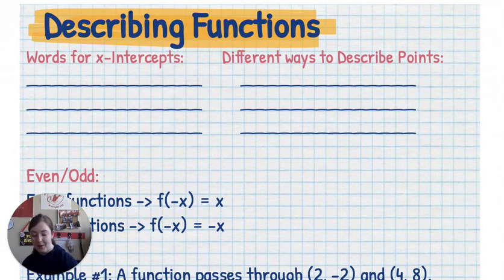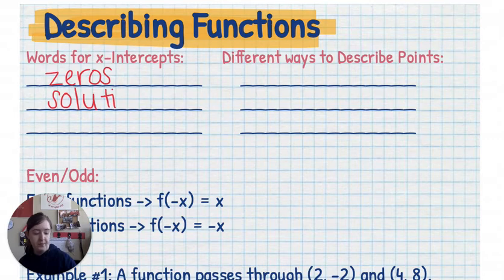All right, so some of the words for x-intercepts that you might have thought of. You might have thought of the word zeros. That's one word they use for x-intercept. Sometimes they call those solutions. The solutions to an equation, those are going to be your x-intercepts. Sometimes you'll see them called roots. All of those things are x-intercepts.